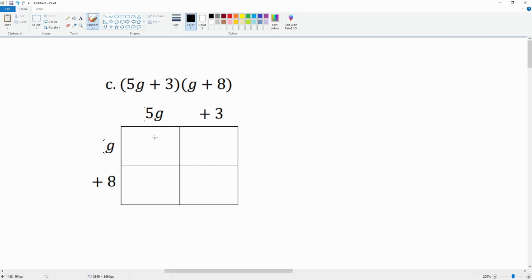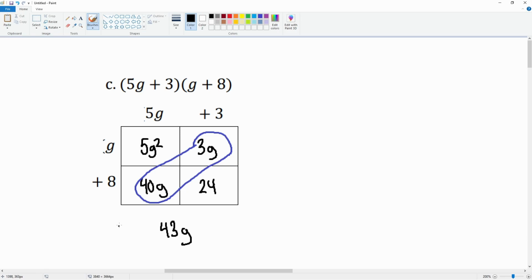G times 5g becomes 5g squared. G times 3 is 3g. 5g times 8 is a 40g. 8 times 3 is a 24. The diagonals are always like terms, 3g and 40g. That gets you 43g. Bring everything else down, 5g squared plus 43g plus 24. That would be the final answer.